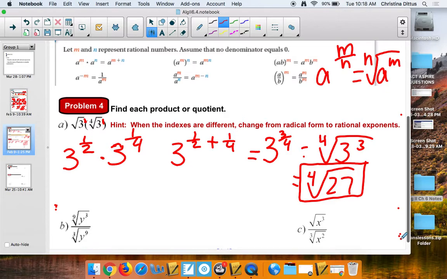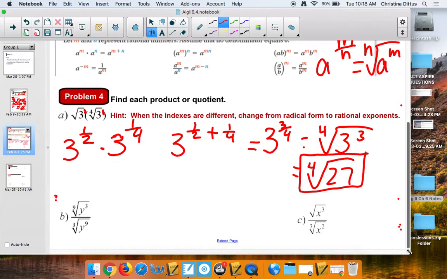Okay. Change our radicals so that we can multiply or divide. And then simplify from there. A lot of times we go back to our radical form. Especially when you have fraction form for your answer, go back to radical because then it looks simpler. Okay.